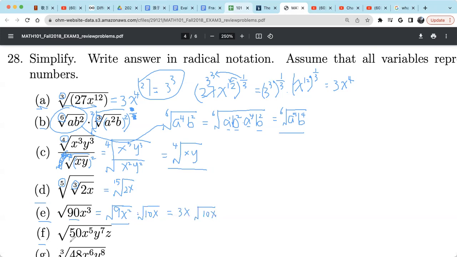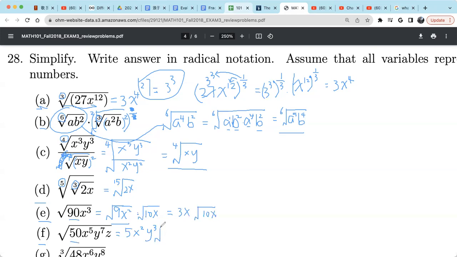For F, we see 25 times 2 is 50. Right? So square root of 25 is 5. And x raised to 5 can be split as x raised to 4 times x. The square root of x to the 4 is x squared. Y raised to 7, we split into y to the 6 times y. The square root of y to the 6 becomes y to the 3rd power.